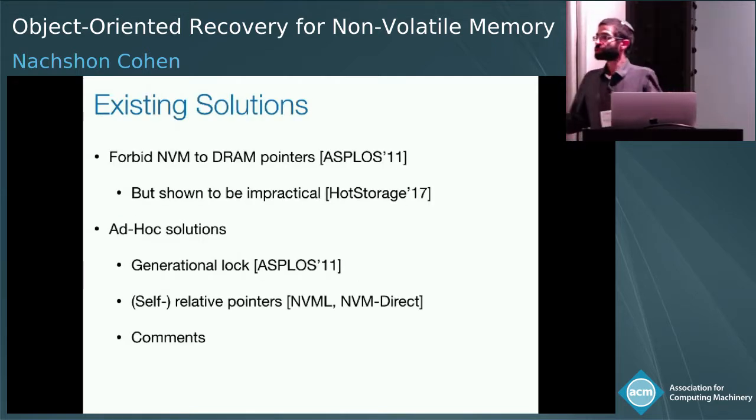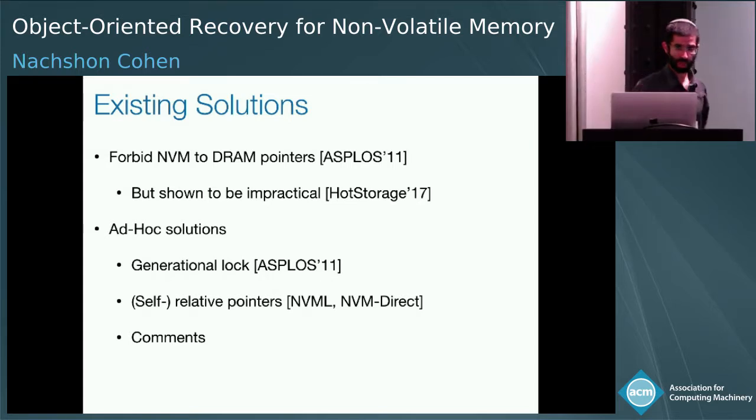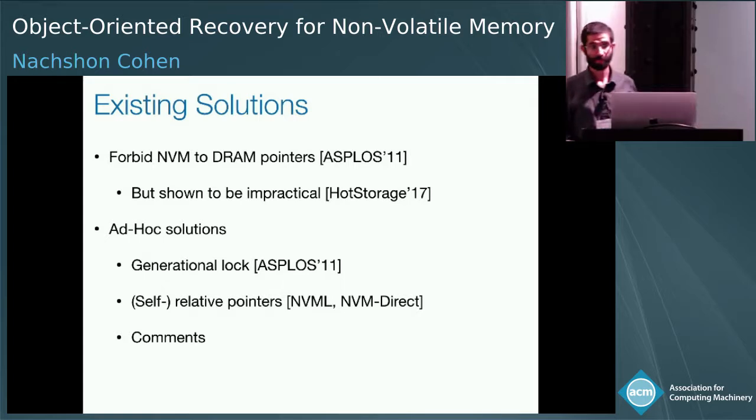So what was the existing solution to this problem? There is a nice paper from ASPLOS 2011 saying, well, let us just forbid any pointer from non-volatile memory to DRAM, because what is the meaning of such a pointer, right? After restarting, this pointer is no longer valid. But then real applications do this all the time, right? There are a lot of objects that have pointers to locks. We really don't want to just decouple everything.